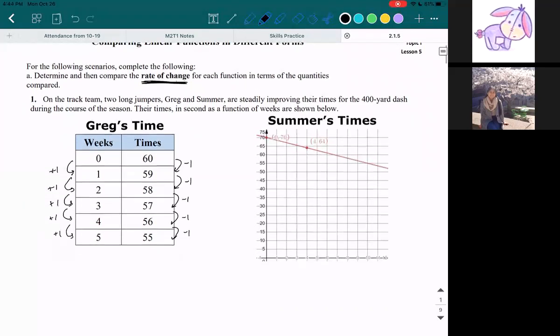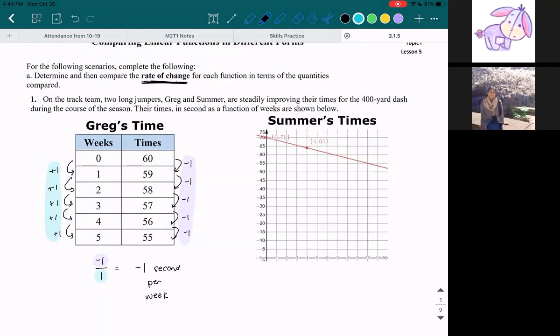So it looks good. When we are calculating the rate of change, we're going to take this number and divide it by this number. So let's do that. -1 divided by +1. Once again, the -1 is the purple number on top, the +1 is the blue number on the bottom. Simplify this, and his rate of change is -1. But we need to put this in terms of the quantities compared. So -1 second per week. So Greg's time was improving by 1 second per week. His time was going down by 1 second per week.